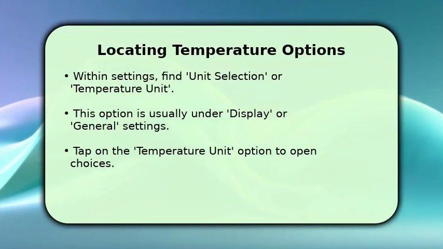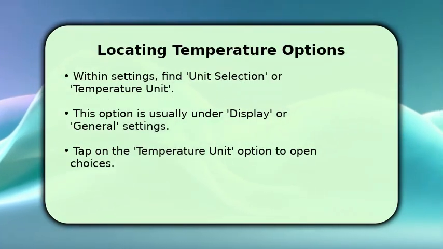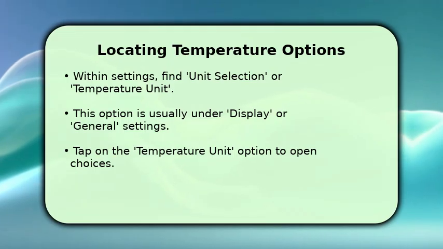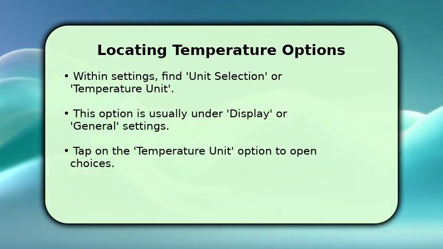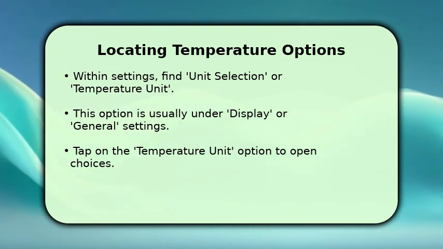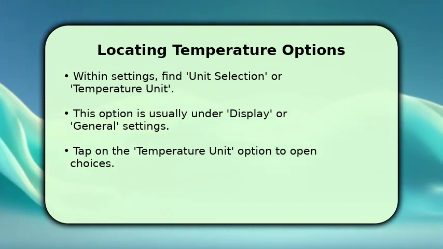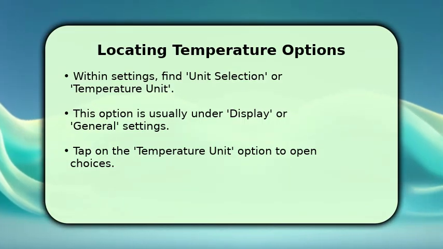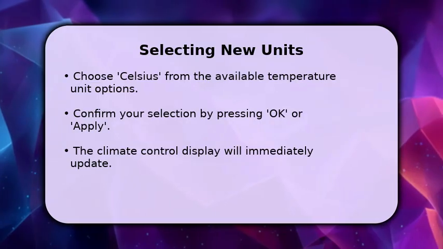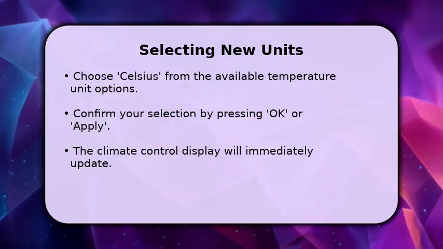Once you are in the Settings menu, look for an option labeled Unit Selection or Temperature Unit. This is commonly found within the Display or General categories. Tap on this option to reveal the available choices. You will see the current temperature unit displayed, which could be either Fahrenheit or Celsius, depending on your vehicle's current setting. Now, simply select Celsius from the list of temperature unit options.